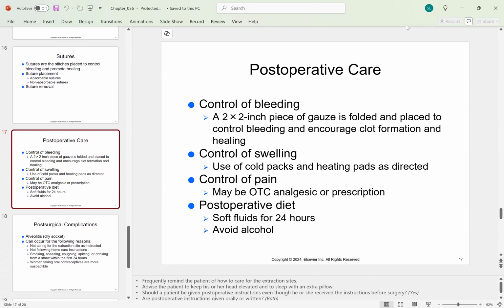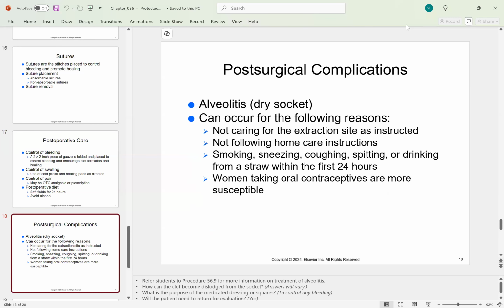Understanding and being able to explain post-operative care is important for the surgical assistant. We want to make sure that we understand controlling the bleeding, controlling of swelling, pain, and post-operative diet. So we want to be prepared for questions that our patients may have. With surgery, some complications can arise, so knowing these and being prepared to answer questions is important.